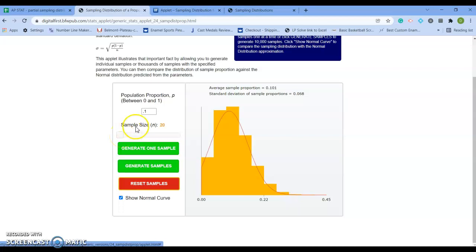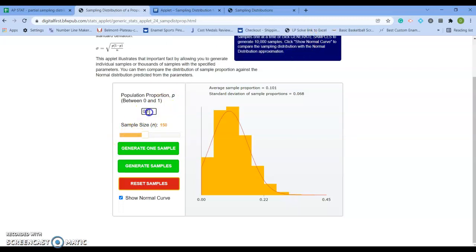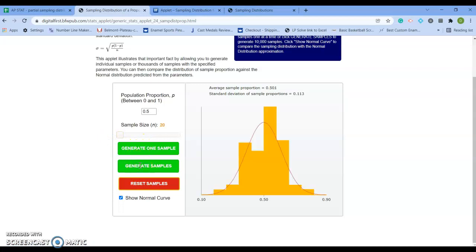Now I'll try a bigger sample size. I'm going to reset to proportion 50%, sample size, let's try 20. Right. Pretty close to normal, but you can see some gaps in here. We'll do another one. Reset it. Now if I increase the sample size, you can see it's really close to normal.